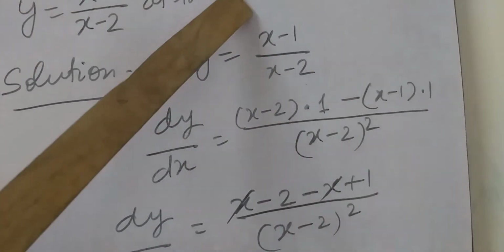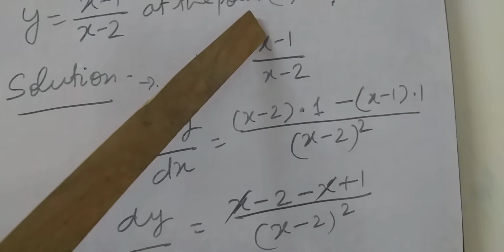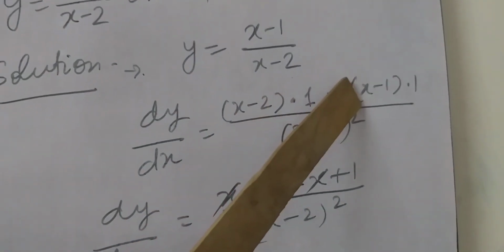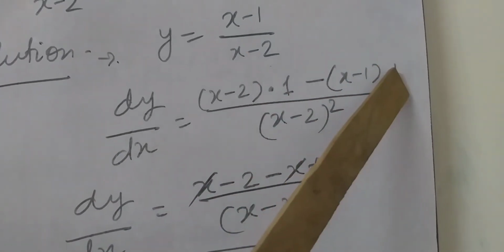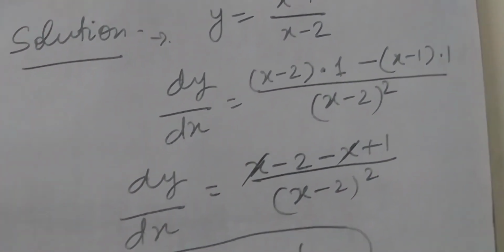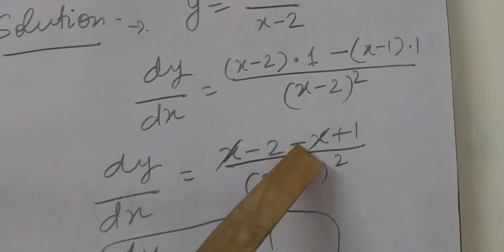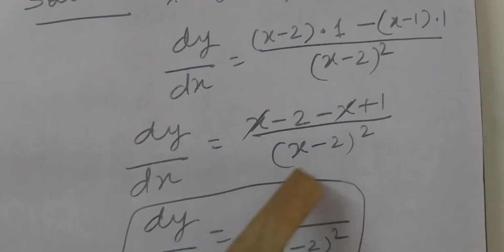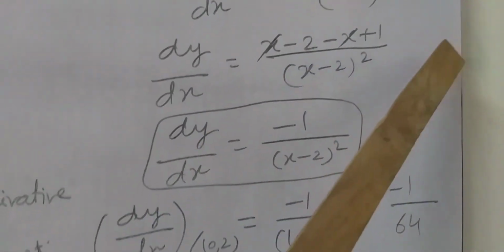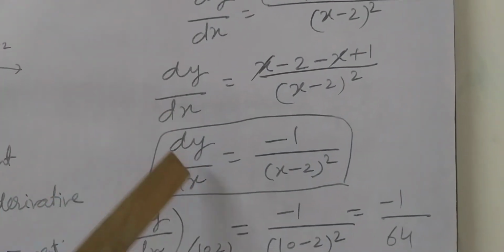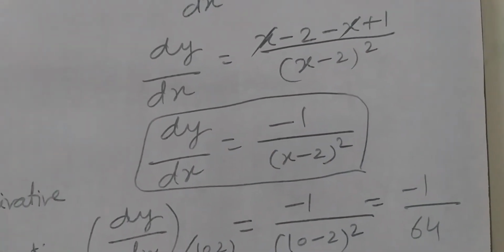We can use here the quotient rule: denominator x minus 2 as it is, its derivative is 1, minus numerator as it is, derivative of denominator, upon denominator square. So dy by dx equals x minus 2 minus x plus 1 upon x minus 2 whole square. x cancels. Minus 2 plus 1 equals minus 1. So dy by dx equals minus 1 upon x minus 2 whole square.